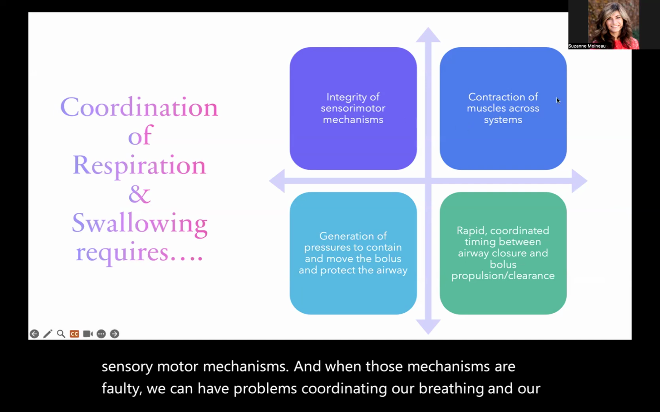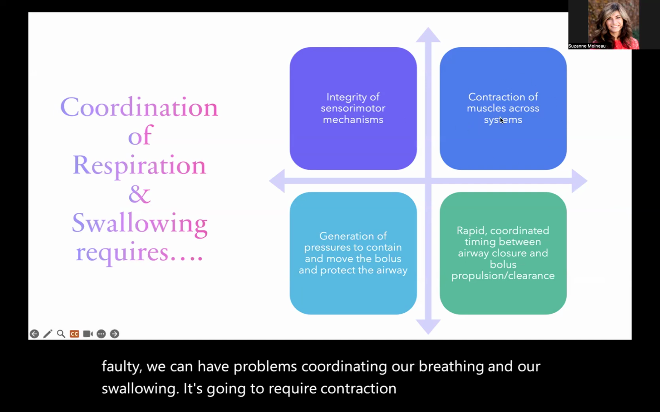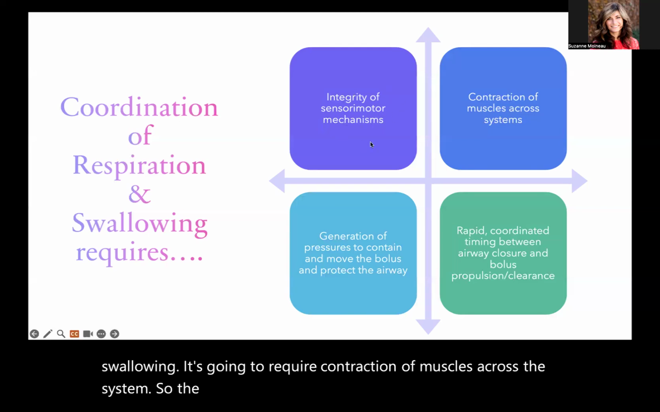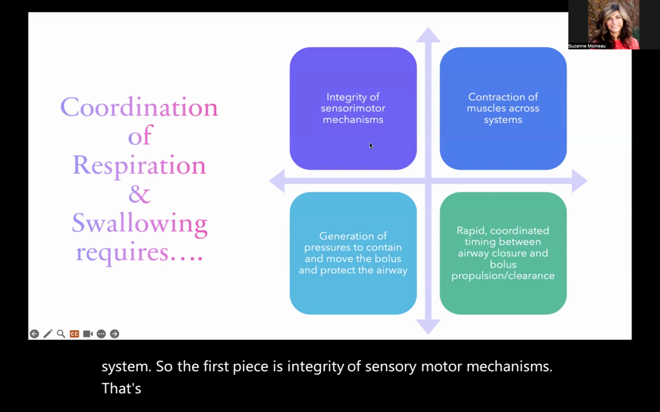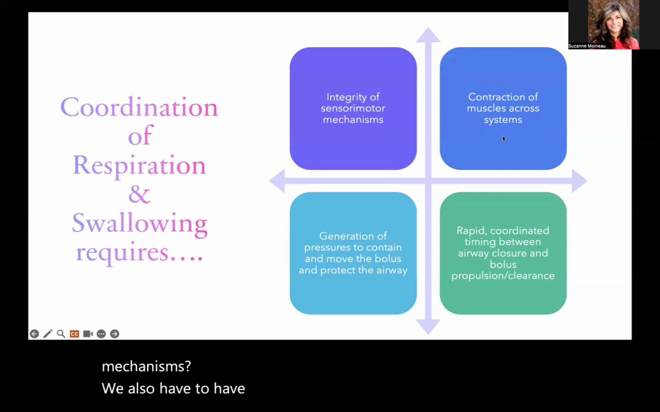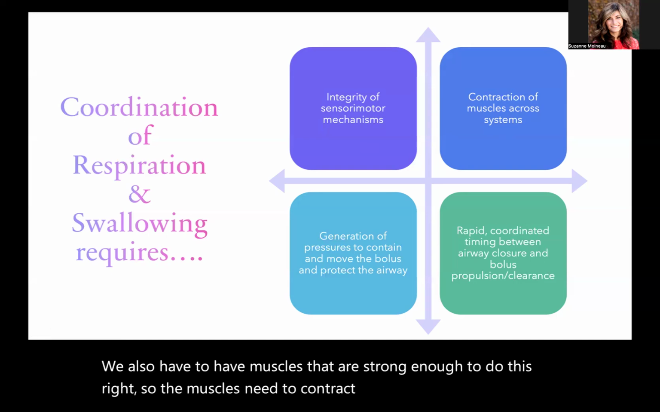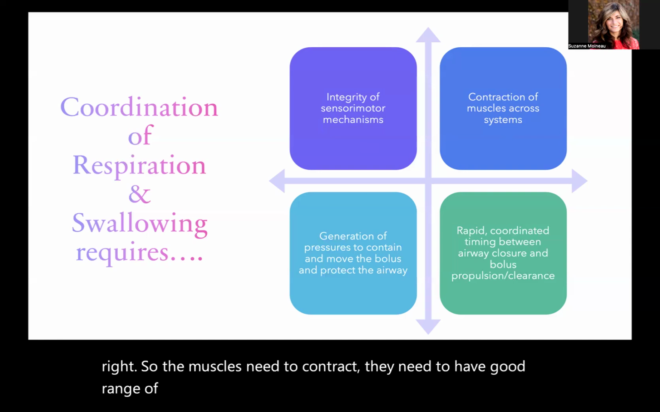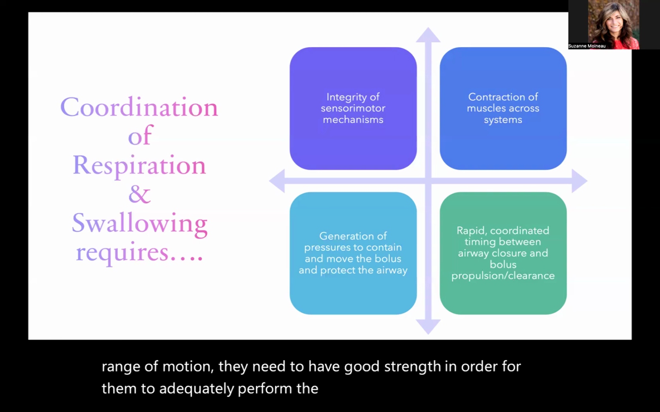It's going to require contraction of muscles across the system. So the first piece is integrity of sensory motor mechanisms. That's like, does the brain sense, and can the brain control these mechanisms? We also have to have muscles that are strong enough to do this, right? So the muscles need to contract. They need to have good range of motion. They need to have good strength in order for them to adequately perform the functions that we're trying to engage in.